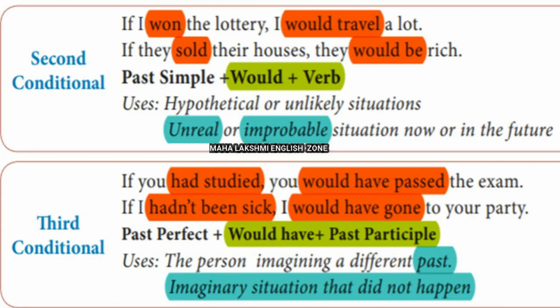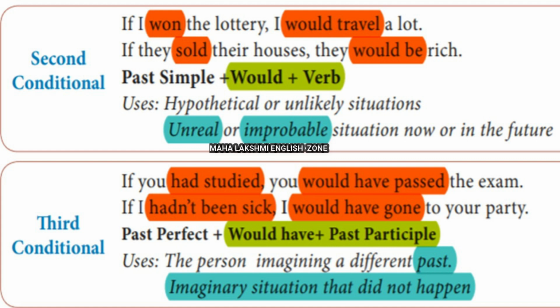Next we shall see second conditional. In the second conditional, most of the sentences will be unreal or improbable or unlikely situations. We never like that. Or it will be unreal situations. Those sentences come under second conditional. In the simple second conditional, if the verb in the if clause is simple past, then the verb in the main clause would be would plus verb.